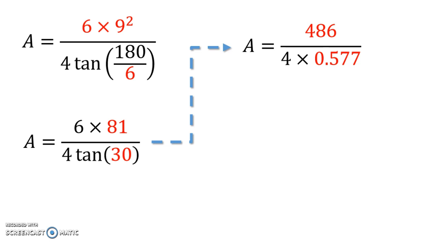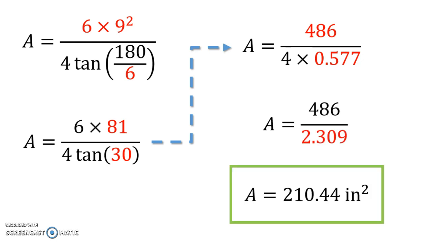We have 4 times that on the bottom, and on the top we simply took 6 times 81, so I'm doing both of those steps at once. Back to the bottom, 4 times 0.577 gives us 2.309. We take 486 and divide it by 2.309. That gives us an area of the hexagon at the bottom of 210.44. All of that work was just to find the area of the hexagon. We have not found the volume of the pyramid yet.